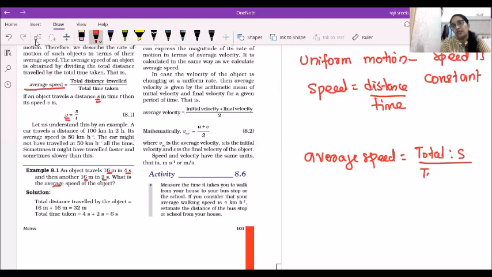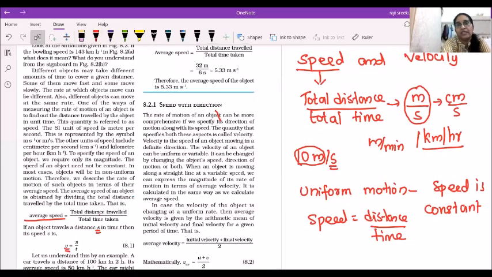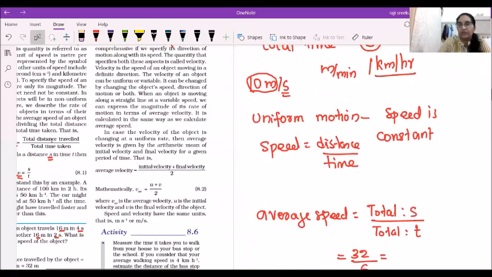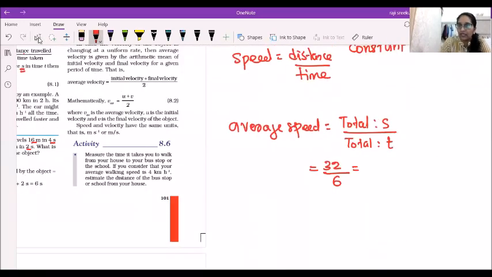total time. So total distance is how much? 16 plus 16, that is 32, divided by time 4 plus 2, which is 6. So how much will be the answer? The answer is already given in your textbook. 32 divided by 6, which is 5.33 meter per second. Okay, 5.33 meter per second.